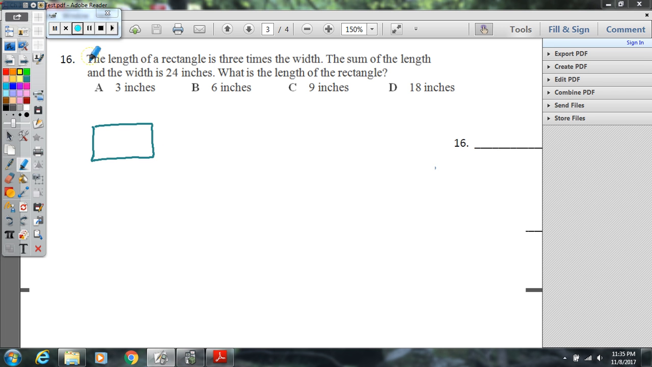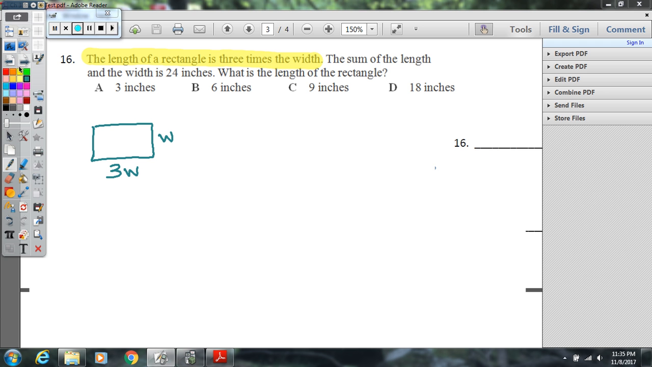The first sentence says the length is 3 times the width. So the width is W, well the length is going to be 3 times that. So isn't the length 3W? Now, I kind of just confused myself. Probably shouldn't have started like that.